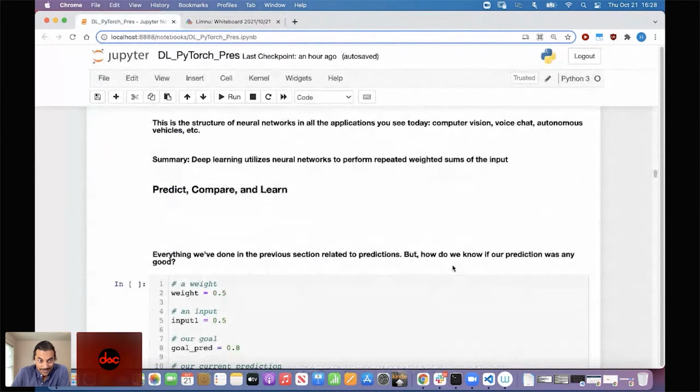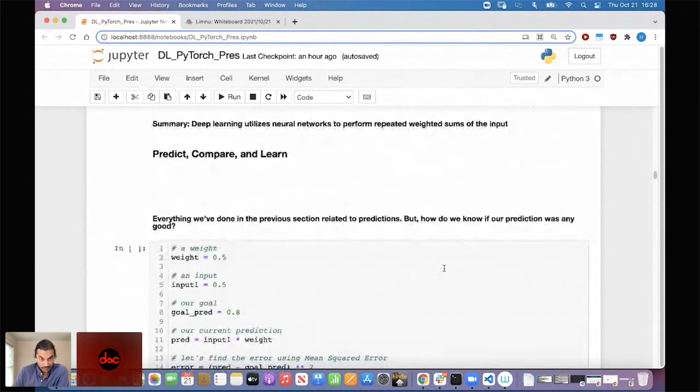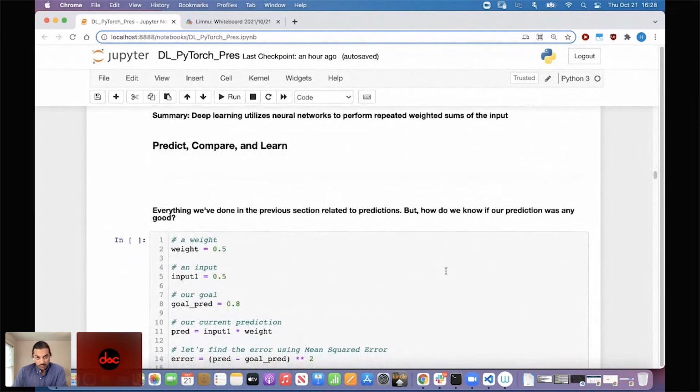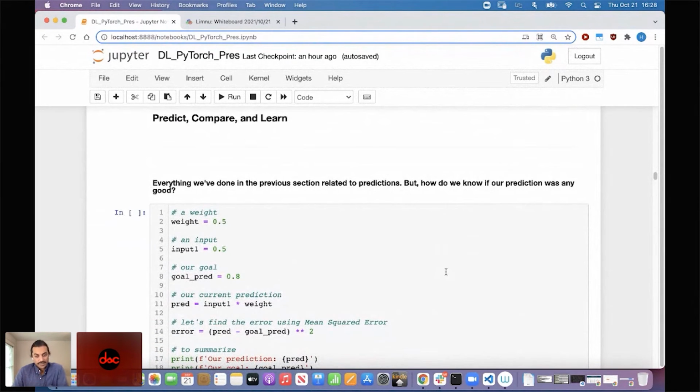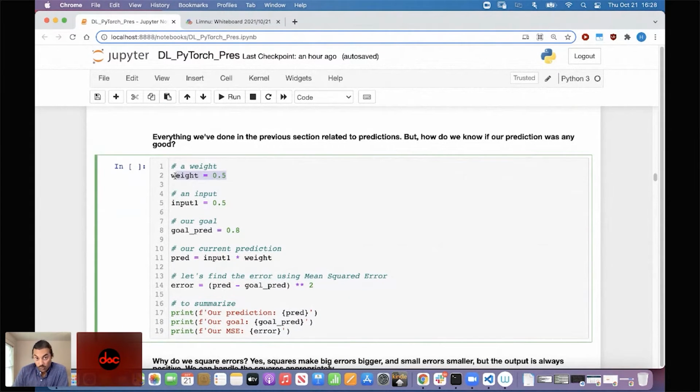So up till this point, all we've really talked about is an input, a weight, and a prediction, right? We haven't really talked about this weight thing. And so now let's jump into it. Let's talk about the weight. Okay, so I'm going to switch gears here a little bit, and I'm going to define some parameters. Again, this is a neural network. I'm going to have a weight of 0.5, an input, and a goal prediction, right? This is what I'm trying to predict to, okay?